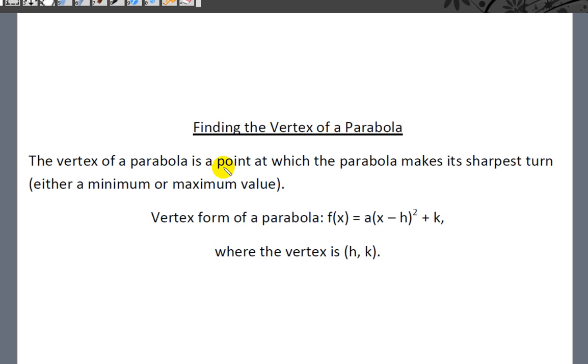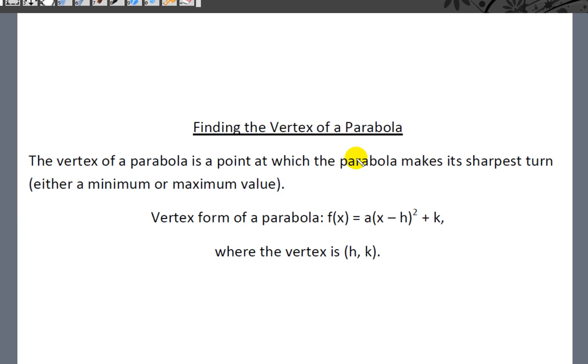The vertex of a parabola is a point at which the parabola makes its sharpest turn. It could be a minimum value, something that looks like this, or it could also be a maximum value, something that looks like this. Okay.